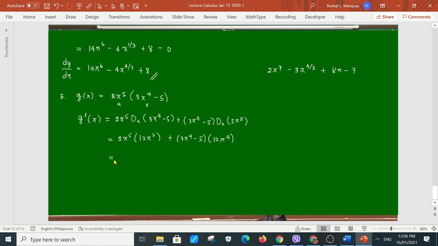Okay. So let's distribute. 24x to the 8 plus 30x to the 8 minus 50x to the fourth. And this can be combined into 54x to the 8 minus 50x to the fourth. Okay? That is g prime of x.